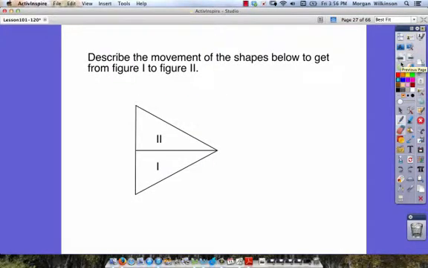Describe the movement of the shapes below to get from figure 1 to figure 2. Well, to go from figure 1 to figure 2, you can see we've had to flip figure 1 over the top of this line. So we've had to take it and flip it upwards in order to get to figure 2. So this would be, well, you could call it a flip. But do you remember the name we had in our table? It's also called a reflection. And the line that we're reflecting over is right here, our horizontal line marked in blue. You can call it a flip or a reflection. You'll get full credit for both of those answers because they mean exactly the same thing.